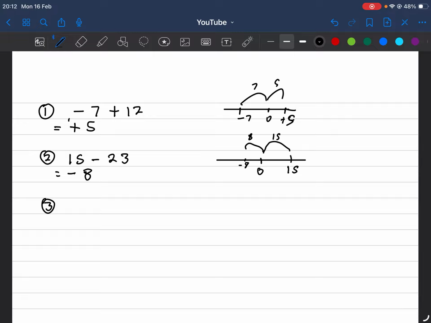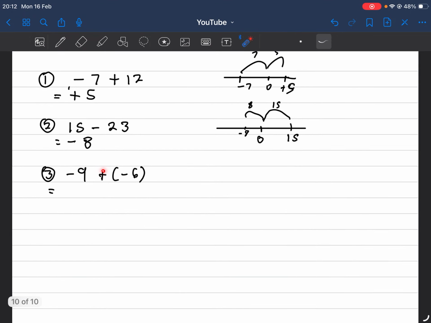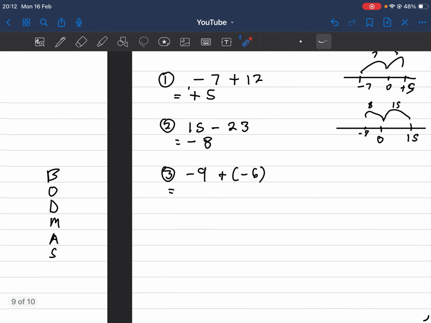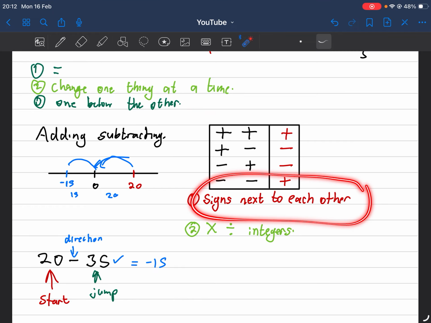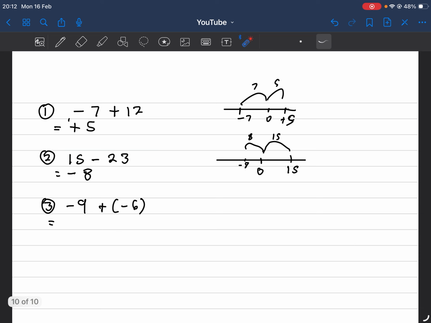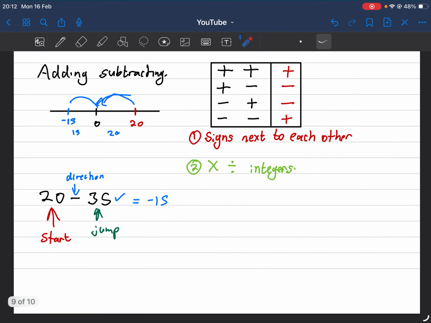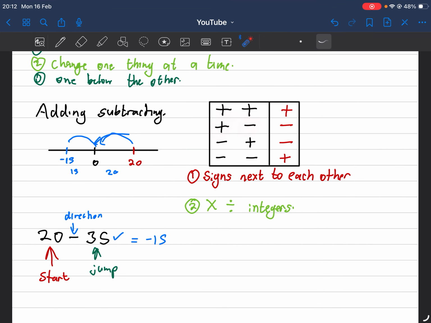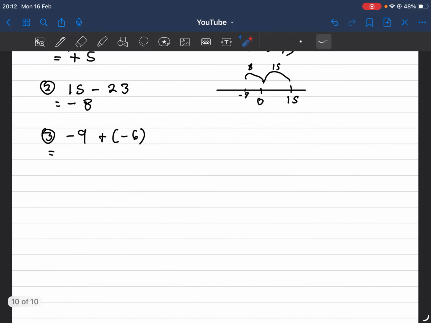Once again, here's another question. This time, definitely pause the video, have an attempt, have a go at it, and then come back and let's have a look. Right, now, the first thing you've noticed is we've got a different situation with a positive and a negative next to each other. Remember what happens when you have two signs next to each other? When you have signs next to each other, we go to this table and a positive and a negative next to each other will give us a negative. So let's make a note of that.